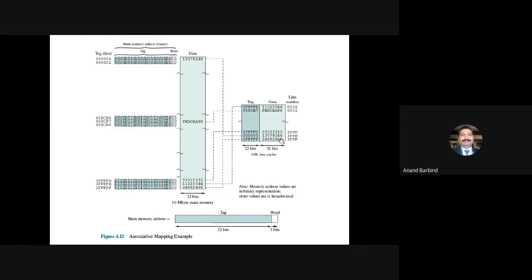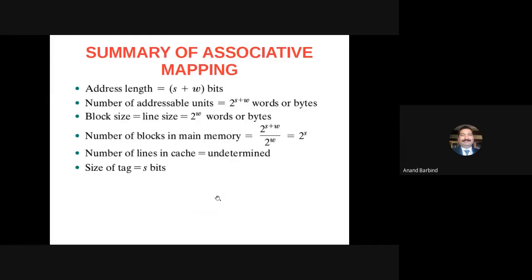So the data will require 8 hex digits to represent the 32-bit binary number. Okay. This is the summary of the associative memory. The address length is S plus W bits. The number of addressable units is 2 to the power S plus W, so it is the same as that of the direct memory. That is the block size. The word size is also 2 to the power W. The number of blocks in the main memory is also 2 to the power S.